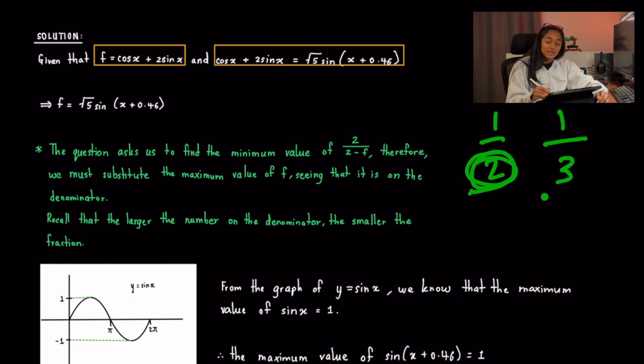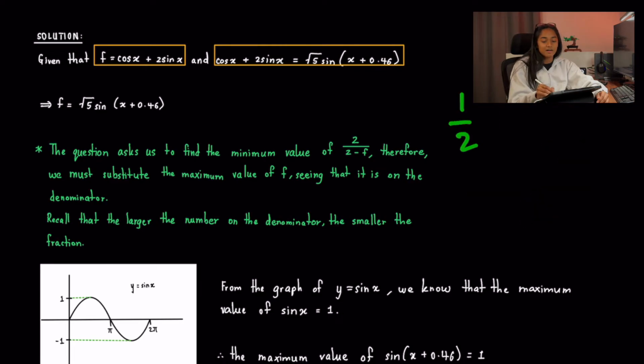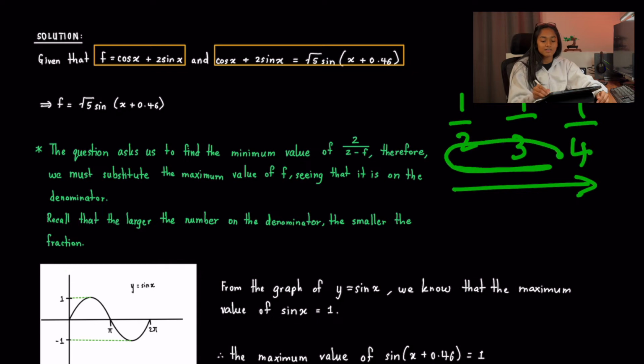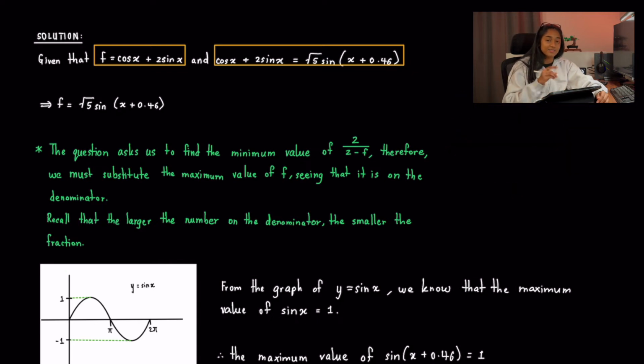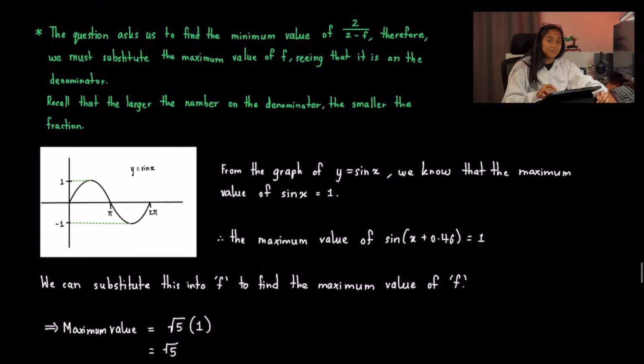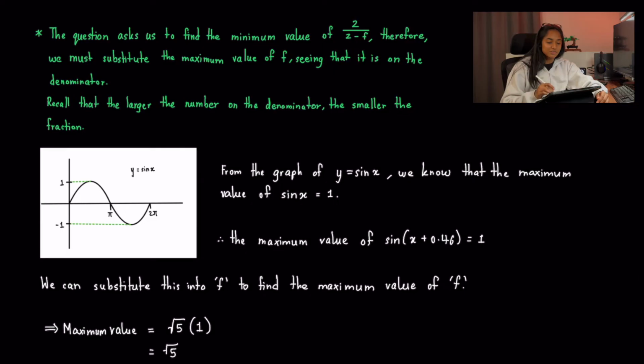Okay? So the larger the number actually gets on the denominator, the smaller the fraction is. So it goes like a half, a third, a quarter. It gets smaller in this direction as this number here rises. So as that increases, the fraction gets smaller. Because it's on the denominator, we're going to find the maximum value and substitute it in, okay?